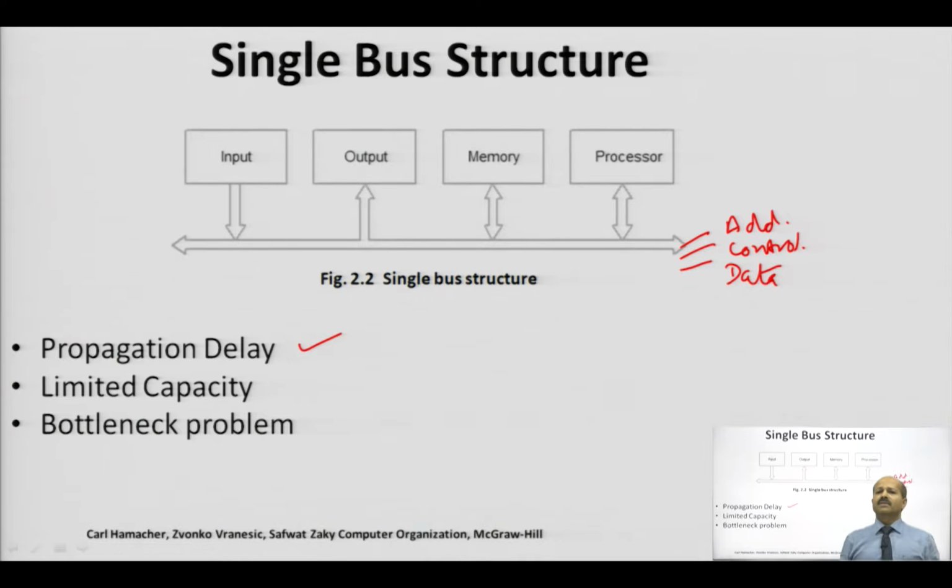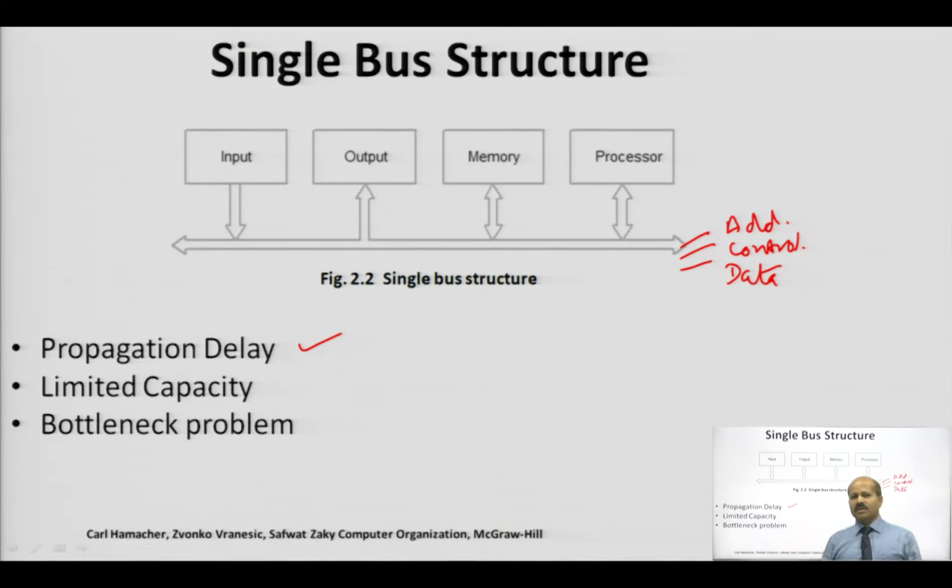a single bus we cannot connect more number of components. So, it has a limited capacity, it cannot be scaled using single bus structure. The system cannot be scaled or connected to more number of components through a single bus, it has limited capacity. And the last one is the bottleneck problem. So, these are the basic drawbacks of the single bus structure.